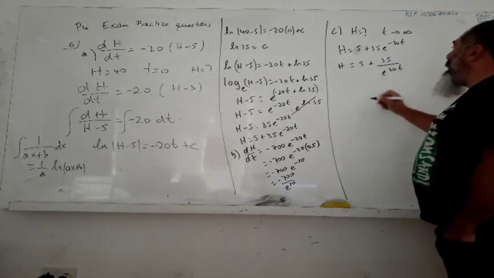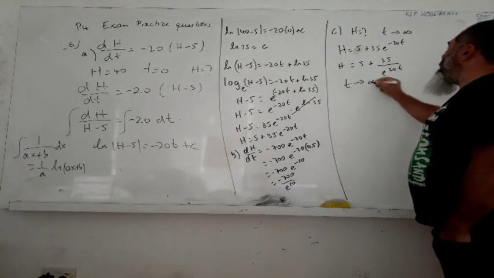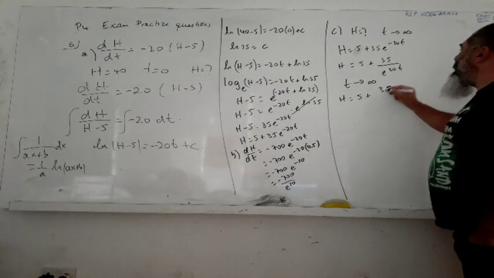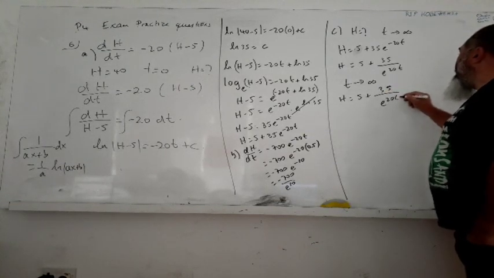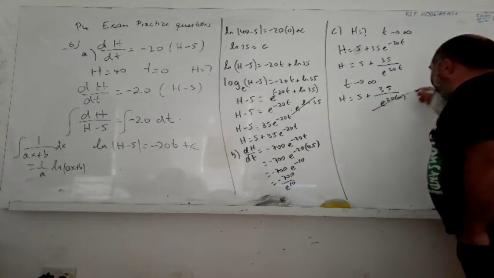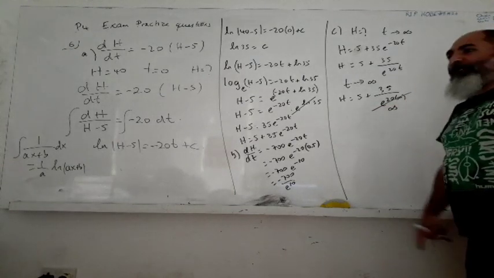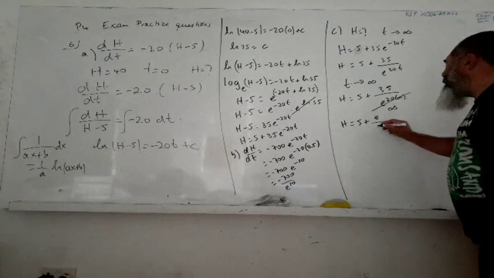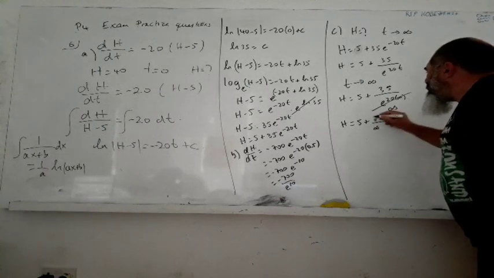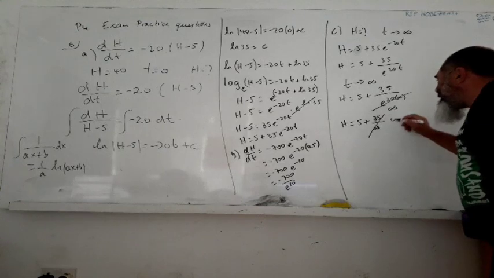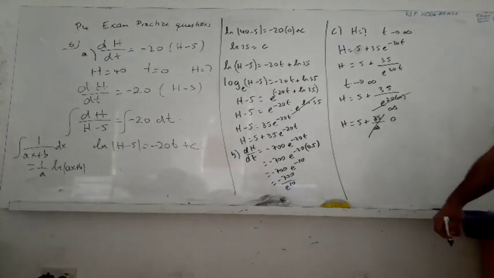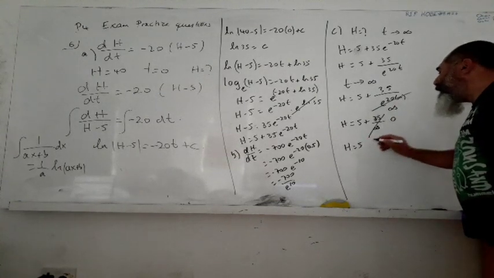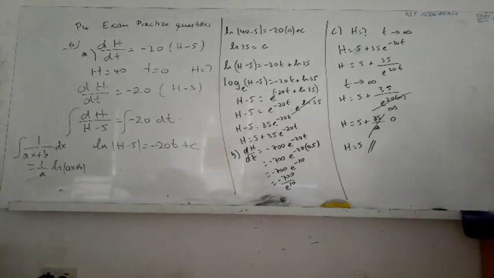And as t goes to infinity, height will be 5 plus 35 over e to the power of 20 times infinity, which makes this one infinity. E to the power of infinity makes infinity, and we have 5 plus 35 over infinity, which is 0. If you divide an ordinary number by infinity, it makes 0. So height is equal to 5 when time goes to infinity. This is the answer for question 6.